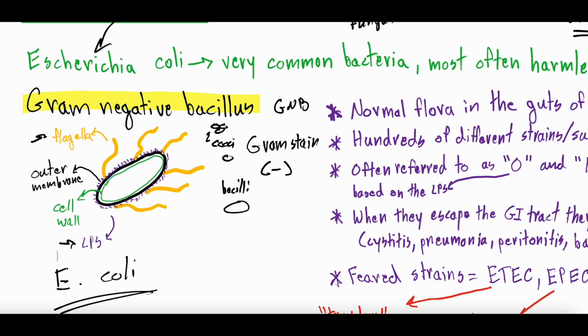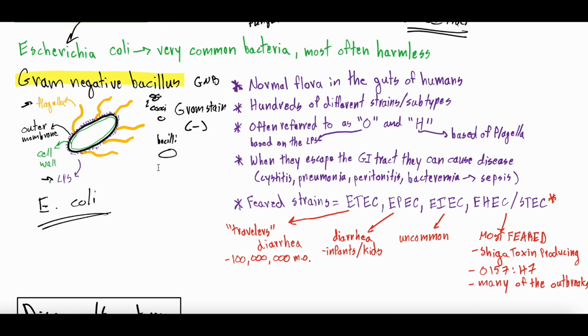All right, let's zoom back out to the normal view. When we talk about E. coli, this is the structure. We talk about a couple other things, though. We mentioned it's normal flora in the guts of humans. Actually, all warm-blooded mammals have E. coli as normal flora, not disease-causing. But there are hundreds of different strains and subtypes. Some of these strains, as we'll talk about, do cause disease. Most of them, though, do not.